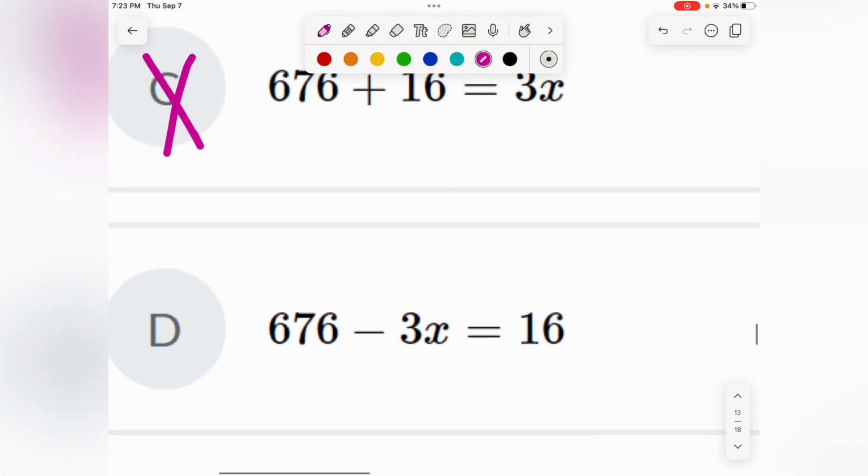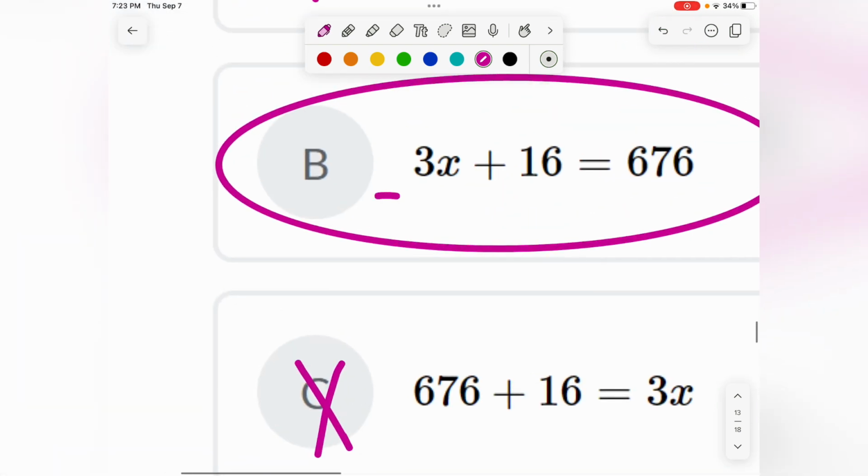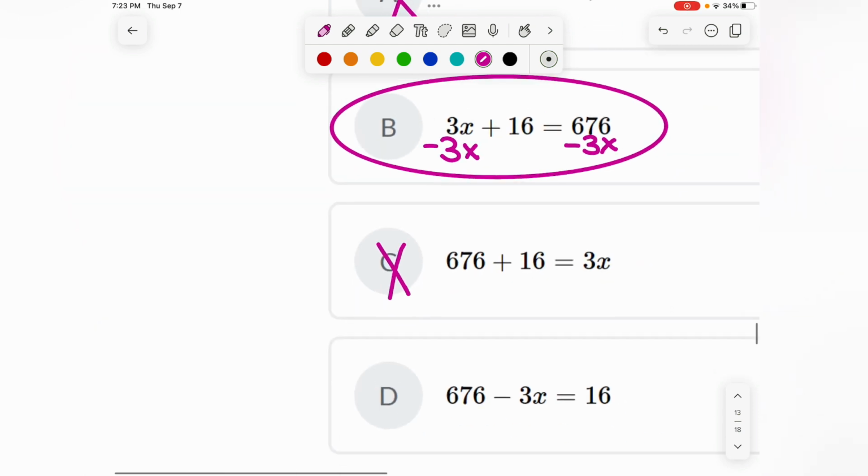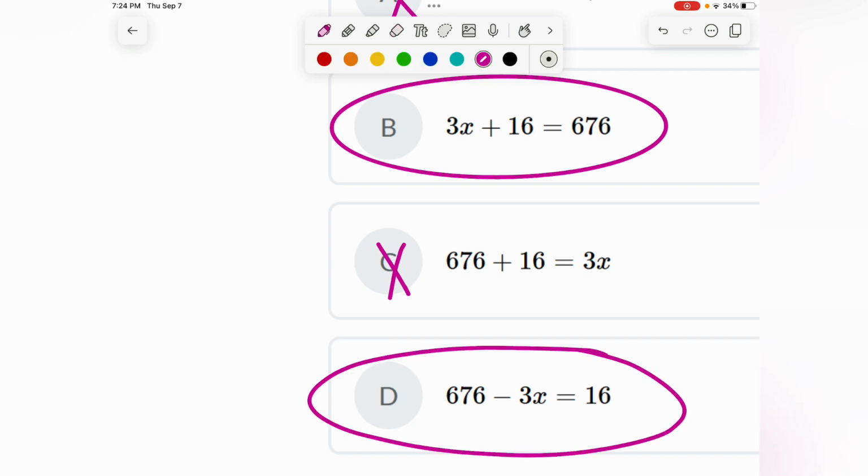Now this one's interesting because if I take this 3X and minus it over to the other side, it's equivalent. And that's what this is. It's the 16 and then the 676 minus 3X. So that is equivalent to our answer. So this one counts too.